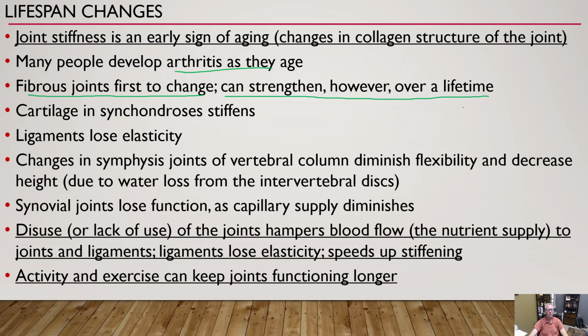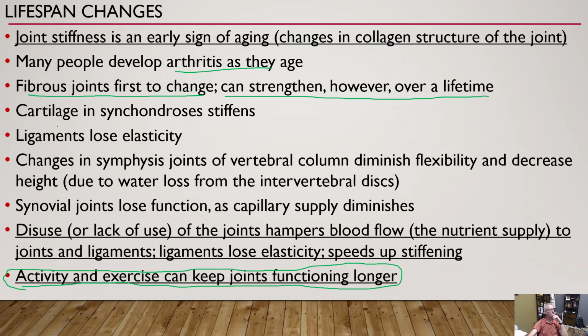However, exercise and activity can keep joints functioning longer. As you keep that blood flowing, you keep supplying that joint with nourishment. So definitely don't become a couch potato.